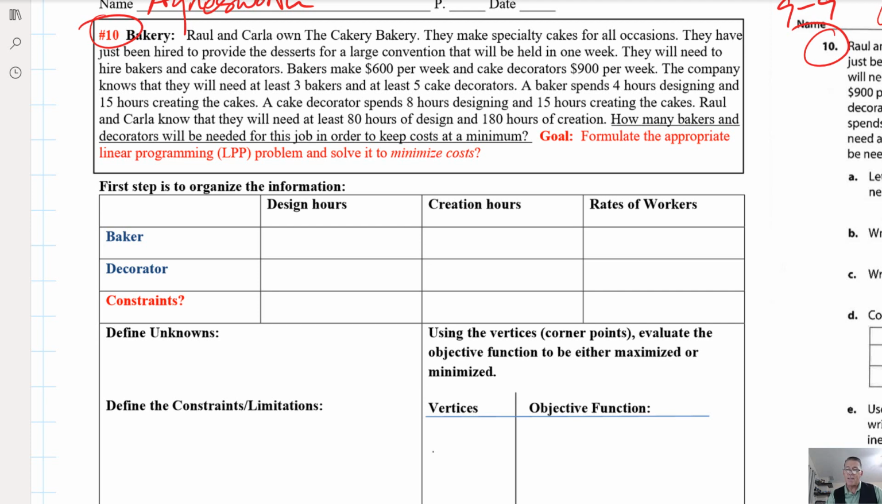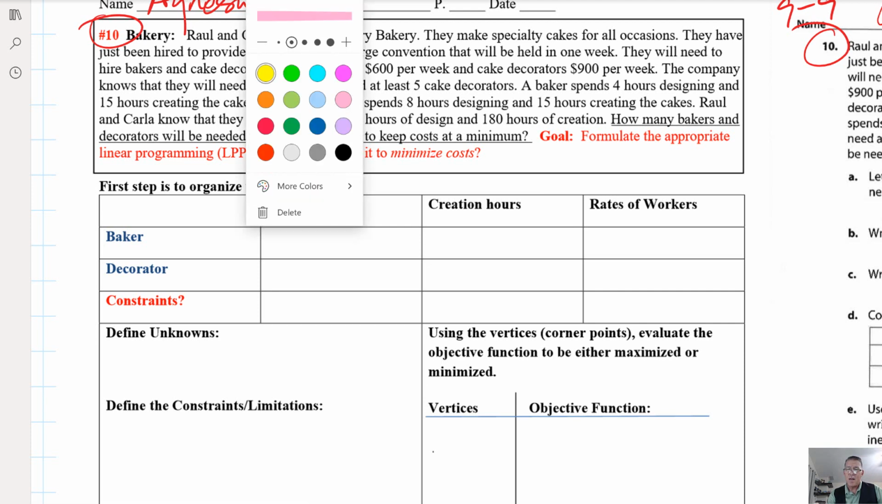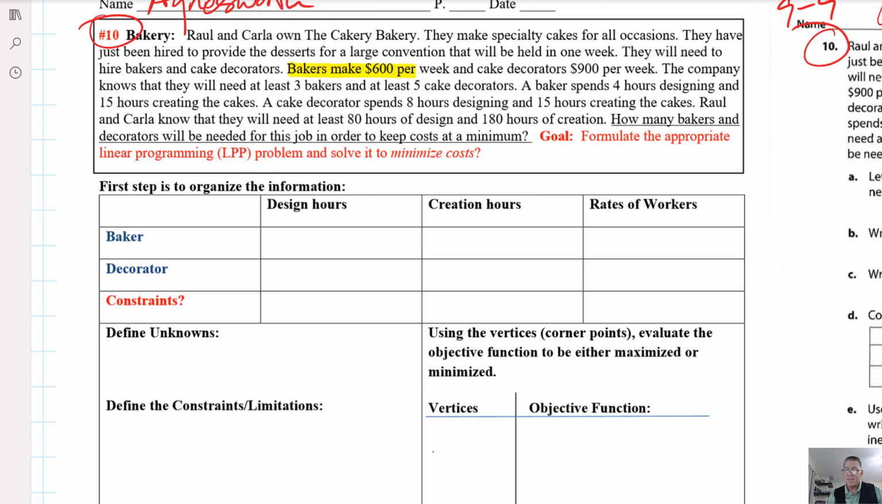Bakers make $600 per week. Right away, notice that I have a table here so that we can organize our information. I've got the first row for the baker, second row for the decorator, and then if there are any constraints, we can also organize them in there. So the first piece of information that I see are the rates. Bakers make $600 per week. Well, guess what? That's a rate, right? And that's for the baker.